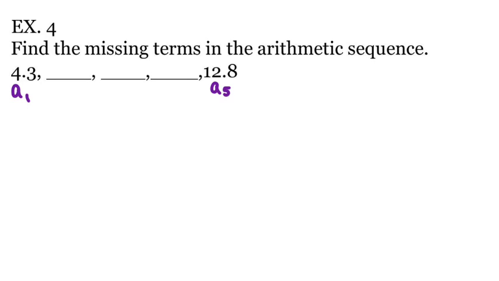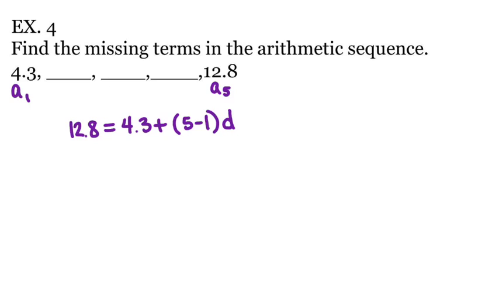So I'm going to go ahead and label those A1 and A5. We're supposed to find the missing terms in the sequence. So I'm going to use the explicit formula for an arithmetic sequence. I'm going to plug in the information that I know. So I know that the fifth term in the sequence is 12.8, and that is equal to the first term in the sequence, 4.3, plus 5 minus 1 times the common difference. And there's a 5 in there for n because we knew the fifth term was 12.8.